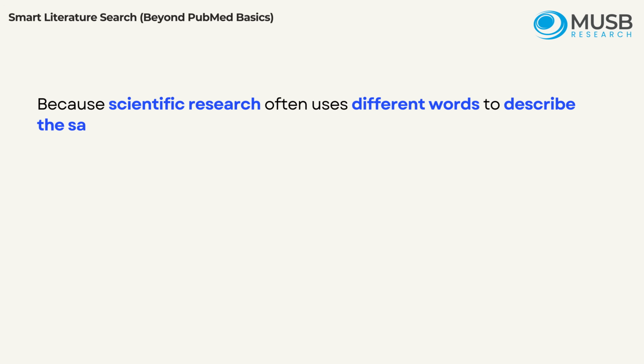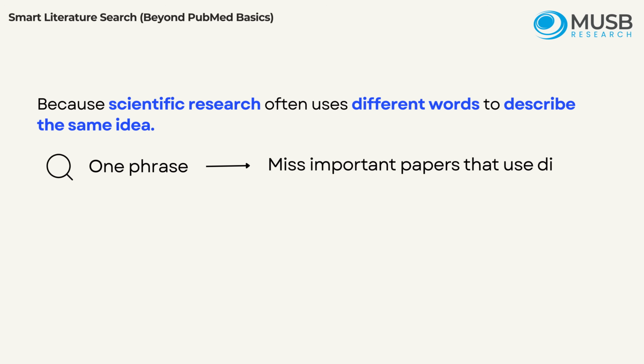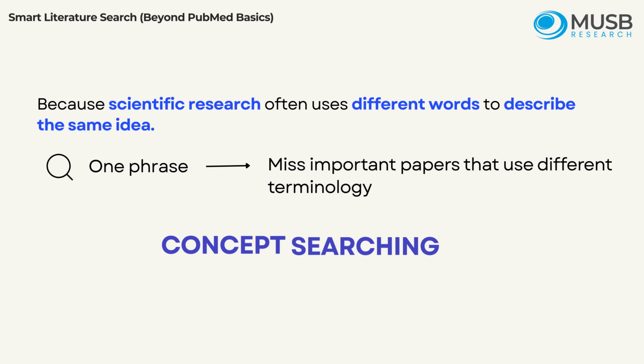Why? Because scientific research often uses different words to describe the same idea. If you search only one phrase, you miss important papers that use different terminology. This is why experienced researchers use something called concept searching. You don't search words, you search ideas.